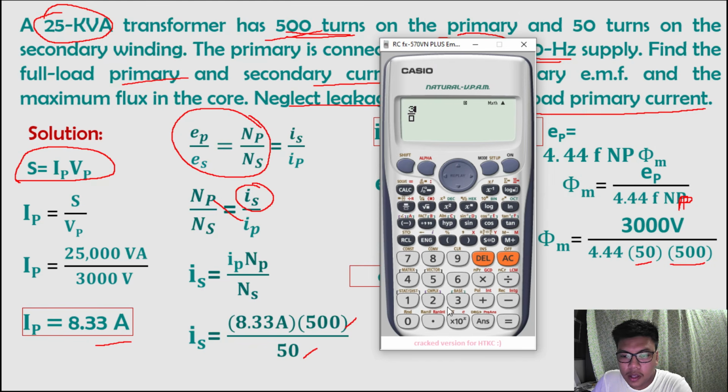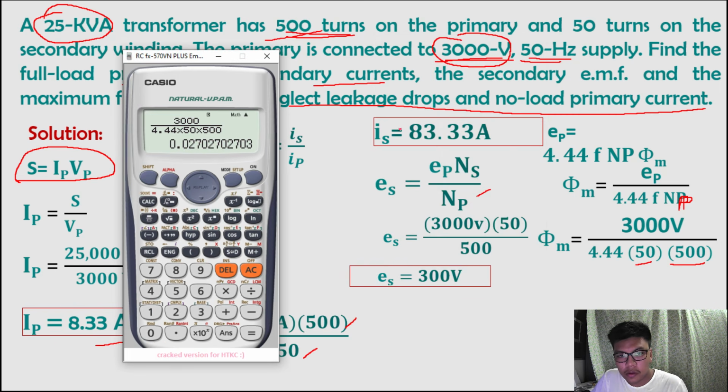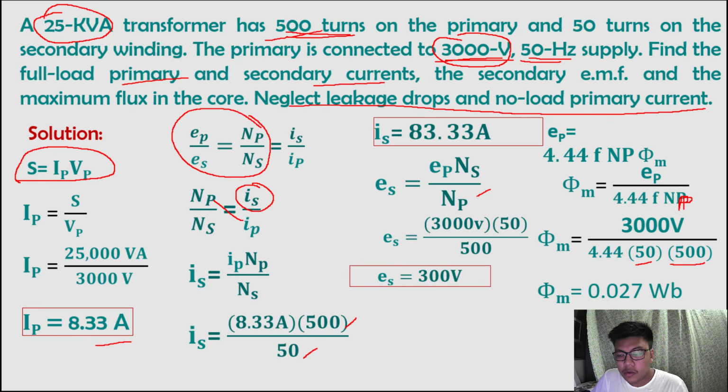So we have 3,000 volts all over 4.44 times 50 times 500. So we have 0.027 Weber or 27 milliweber. Ano? Nag-asuglan tayo. 1, 2, 3. So, milli. So, we have 27 milliweber.